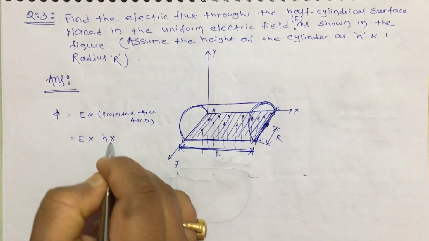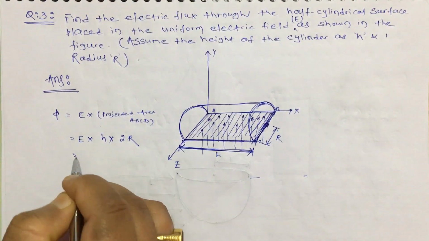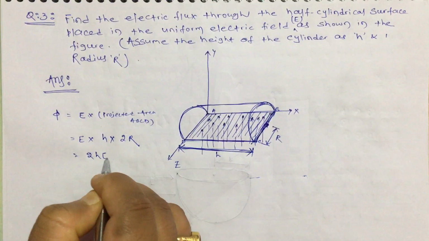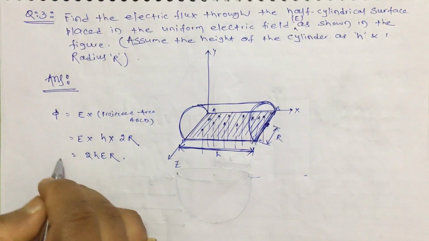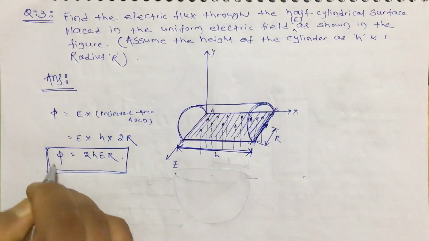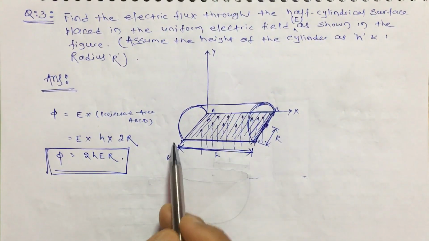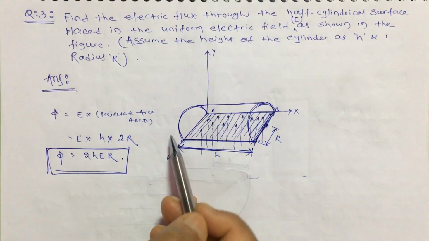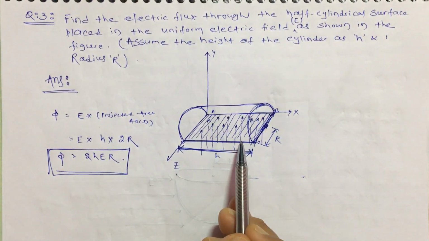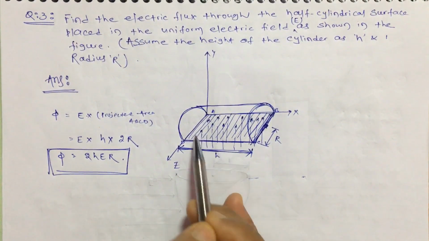So, it is H into 2R. So, the answer is 2 into H into E into R, okay. So, this is the flux through the given flat surface, or you can tell this is the flux through the given hemicylindrical surface.